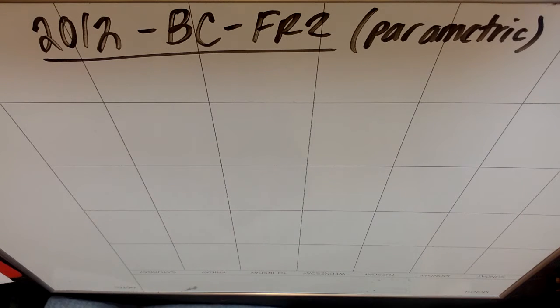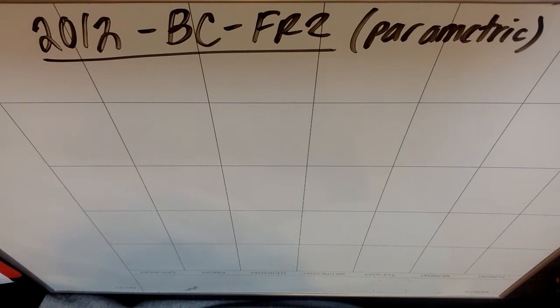Going to do some more AP review. This is 2012 BC free response 2. It is BC only because it is parametric, and it is calculator permitted and in some cases required because it is free response 2. So we're given a parametrically defined function, where position is x of t comma y of t for t greater than or equal to 0.